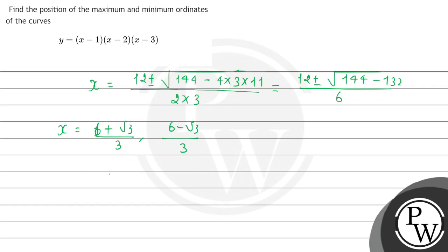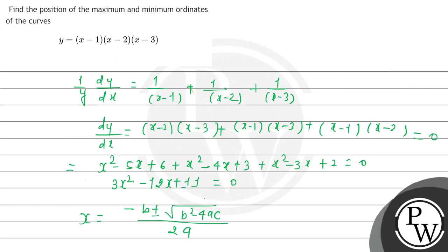Now after simplifying, putting in the value of root 3, that is 1.732, and then dividing by 3, in one case we'll get 2.57, and in the other case we'll get the value 1.422. Finally we can say we have found the values of x. After finding the x values, now we'll differentiate this equation again with respect to x.